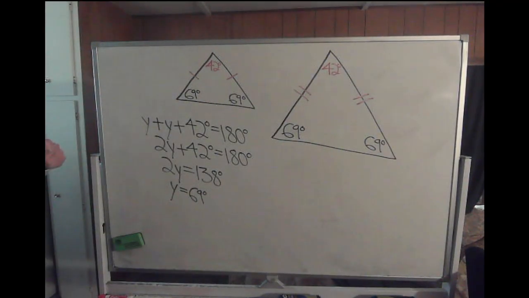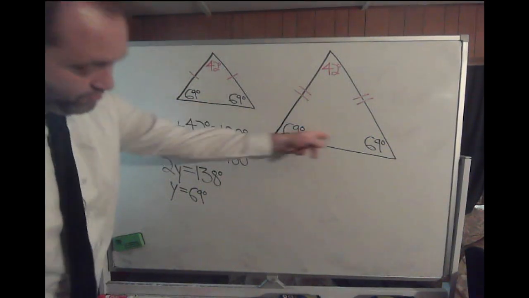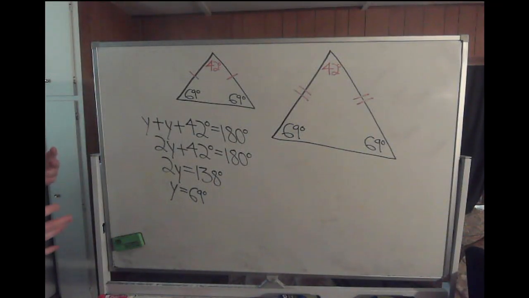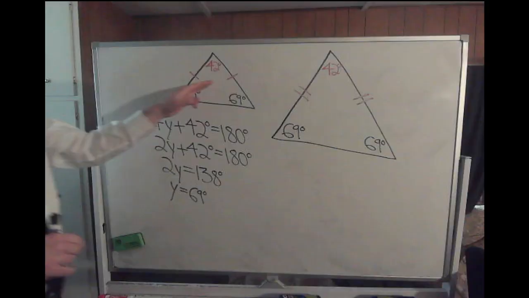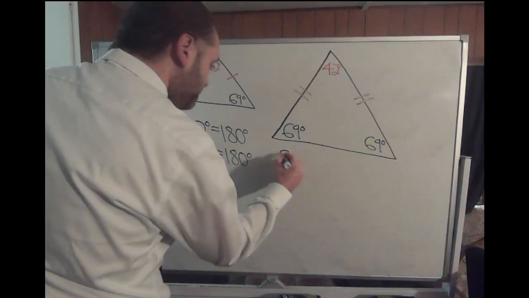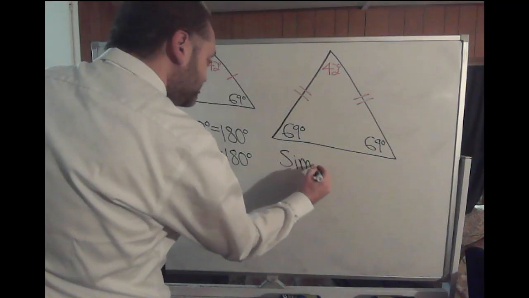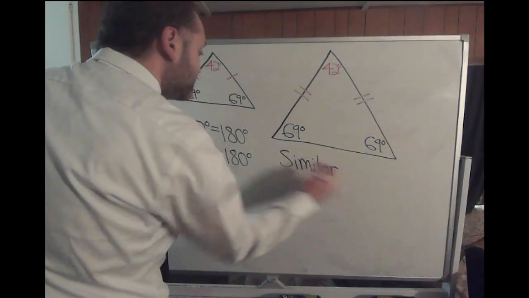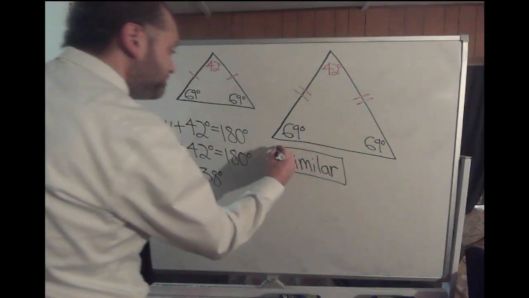So right away, we notice two congruent angles. This is another one where you have three ways to use the AA Similarity Postulate to prove that these two triangles are in fact similar. So yes, these two triangles are in fact going to be similar.